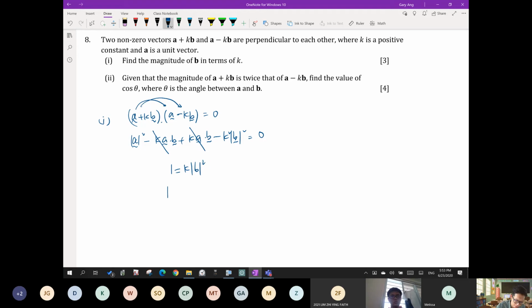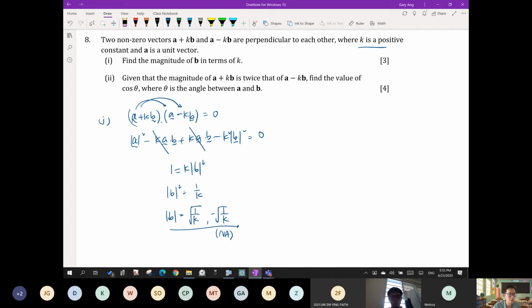Okay, so therefore, 1 over K mod B must be equal to 1 over square root K. The negative you can throw away, but you may just want to write it for fun and reject. Why? Because K is positive, so this is a negative number. How can your mod be a negative number? It doesn't make sense.